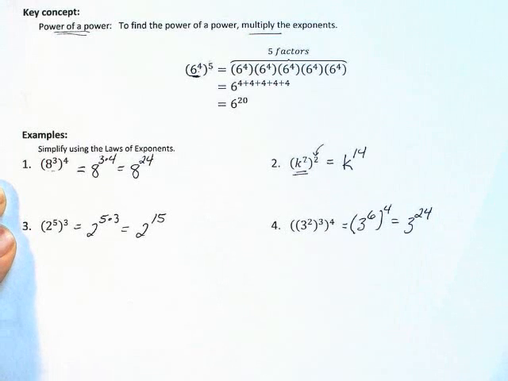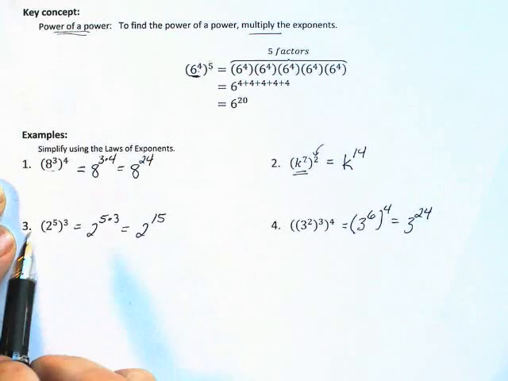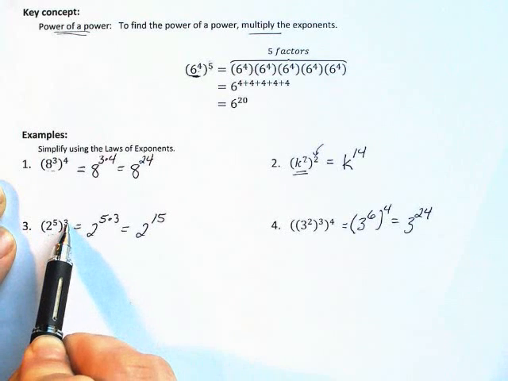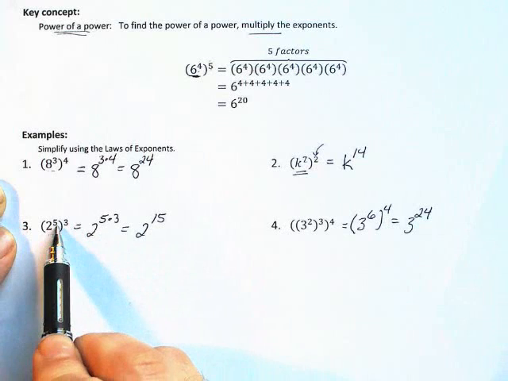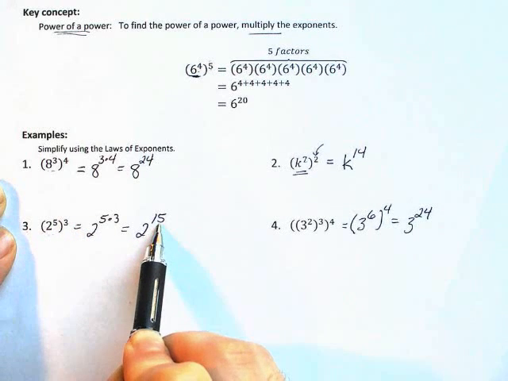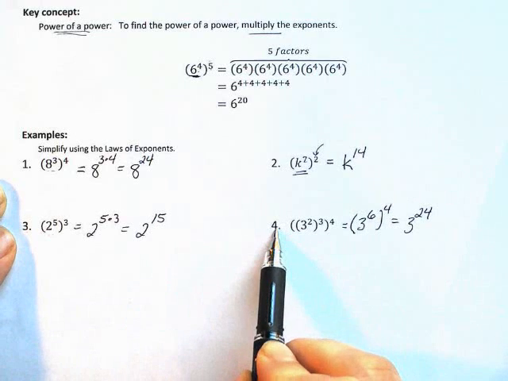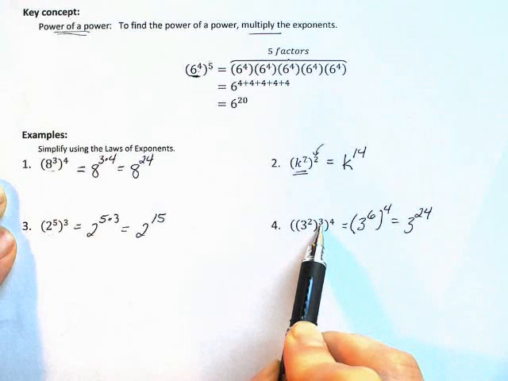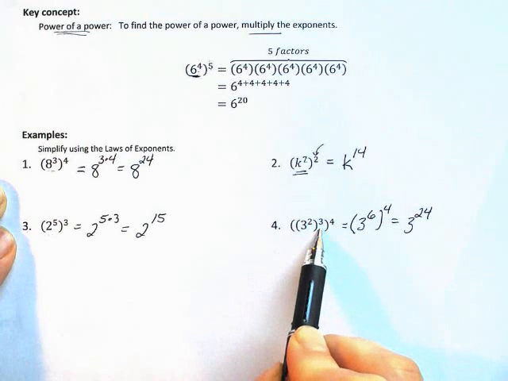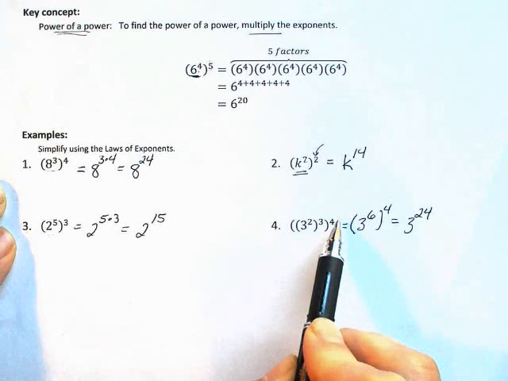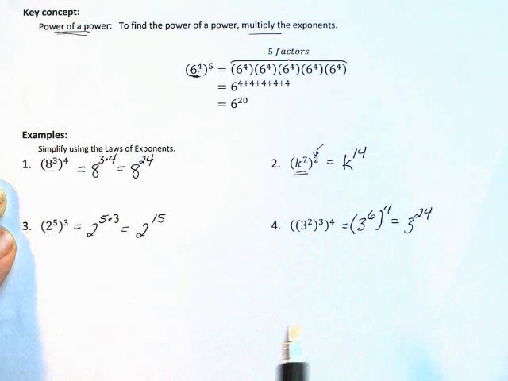All right, and here are the answers to number 3 and 4. Problem 3, this is a power raised to a power, and you can do that by multiplying the exponents to get 2 to the 15th power. Now problem 4, there's a power raised to a power, and then in turn that is in a group of parentheses and it's raised to another power. So this is still power to a power, but more than one time.